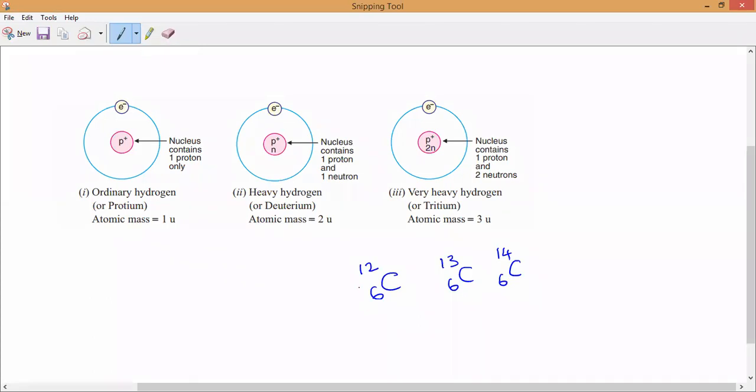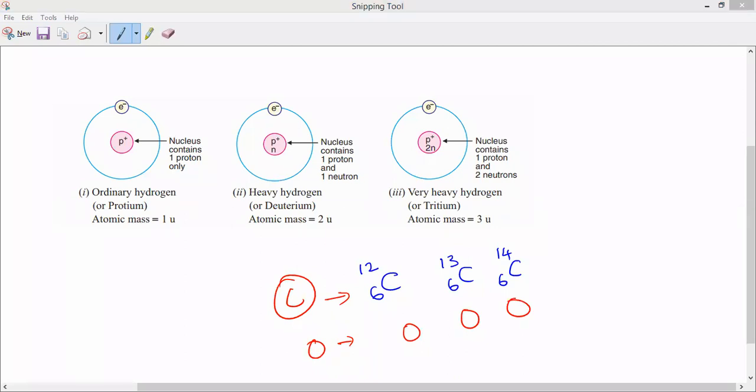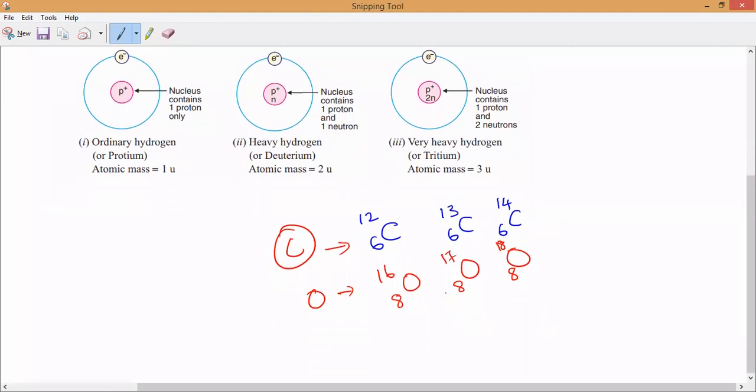If they ask you for isotopes of oxygen, oxygen also has 3 isotopes you can write. The atomic number of oxygen is 8, and the mass number varies as 16, 17, and 18. What is the most abundant form? The most abundant form is 16. So that is why we take that.